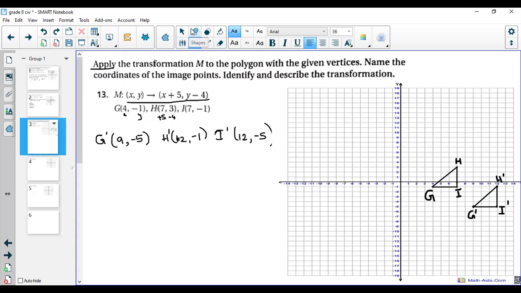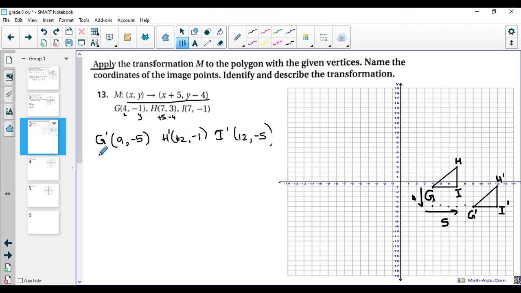But we need to find out translation by how many units. So to find out how many units, let me show you how you find it. Now you need to get any two corresponding coordinates. So let me take G and G prime. To move from G to G prime, you need to count how many units. This is 1, 2, 3, 4. So I have come 4 units down. And from here, I need to move to the right. So it's going to be 1, 2, 3, 4, 5 units. So I have moved 5 units to the right. 4 units down, 5 units right.